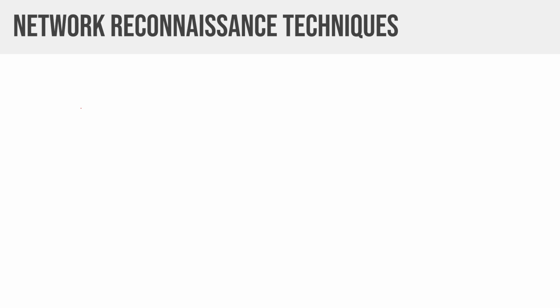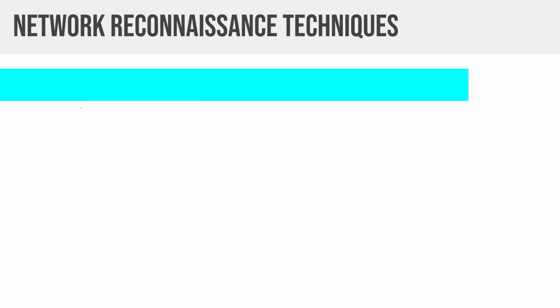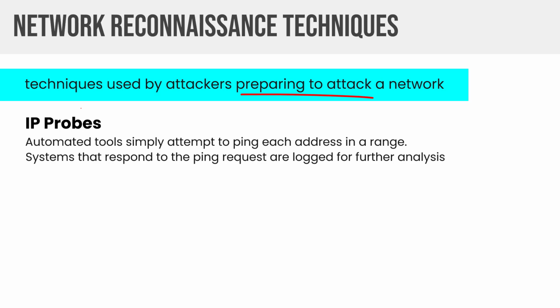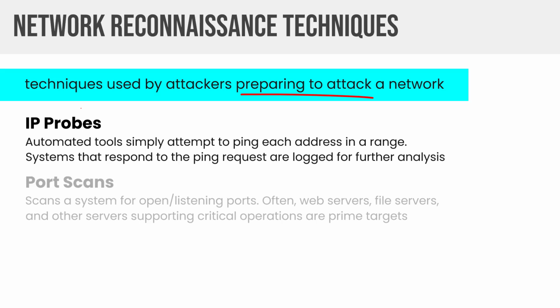Next up are reconnaissance techniques. So these are techniques used by attackers who are preparing to attack a network. So this is data collection and learning ahead of the attack. So IP probes, automated tools basically pinging each IP address in a range, so performing a ping sweep, and then systems that respond to the ping request are basically logged for further analysis in the next step.